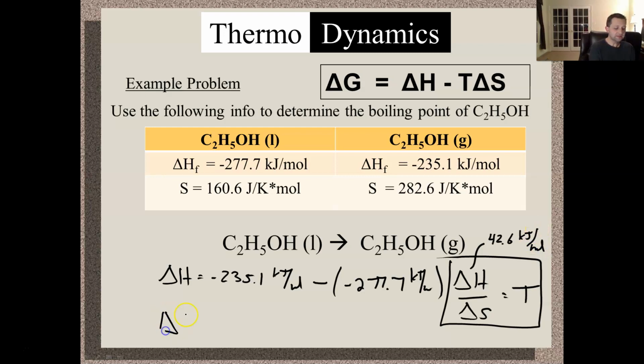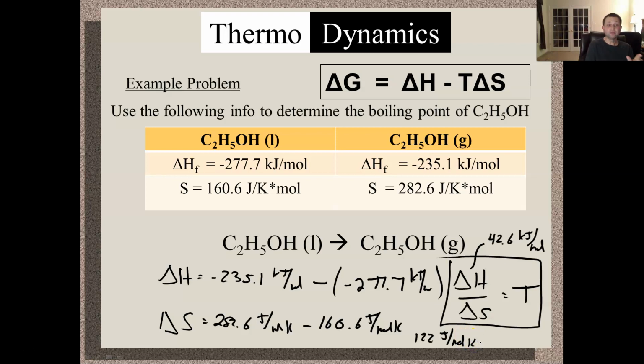Do the same thing for delta S. If you do the same thing for delta S, you take your entropy value of C2H5OH gas, 282.6 joules per mole Kelvin, minus 160.6 joules per mole Kelvin. You get an answer of 122 joules per mole Kelvin for the delta S.